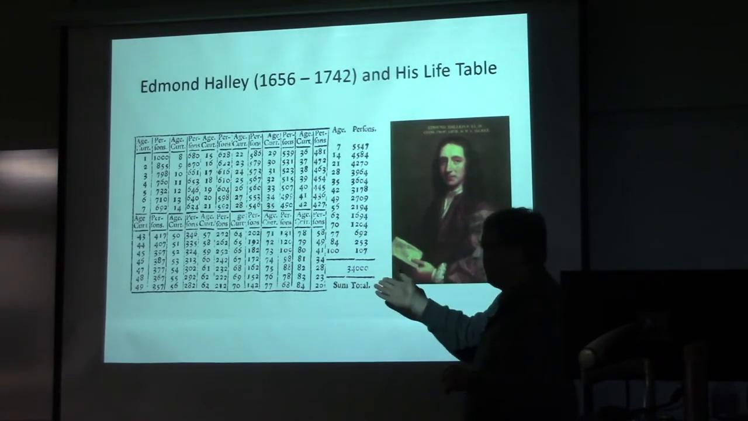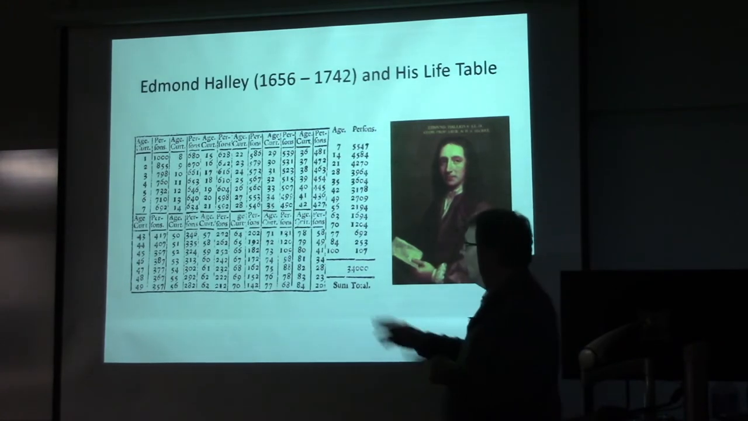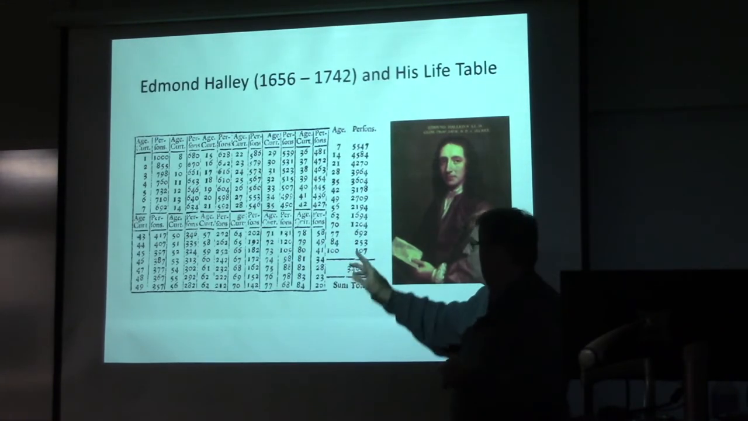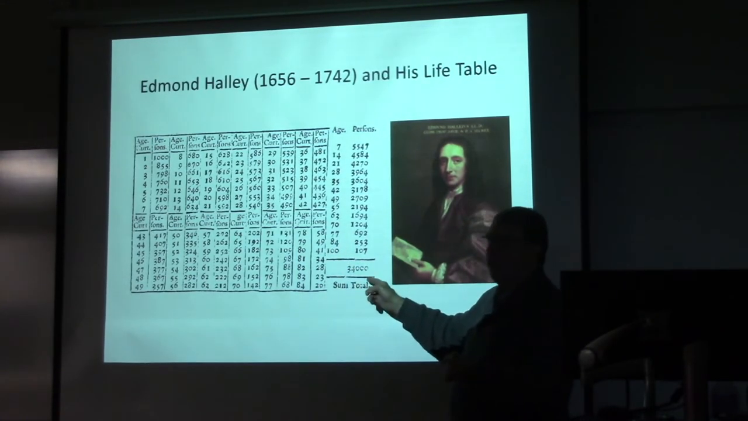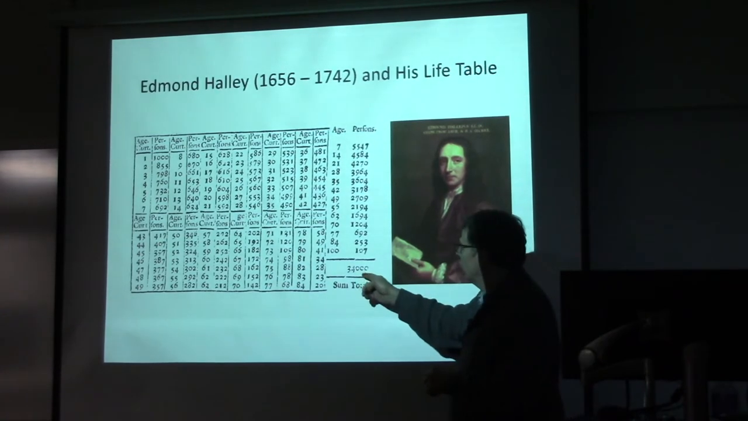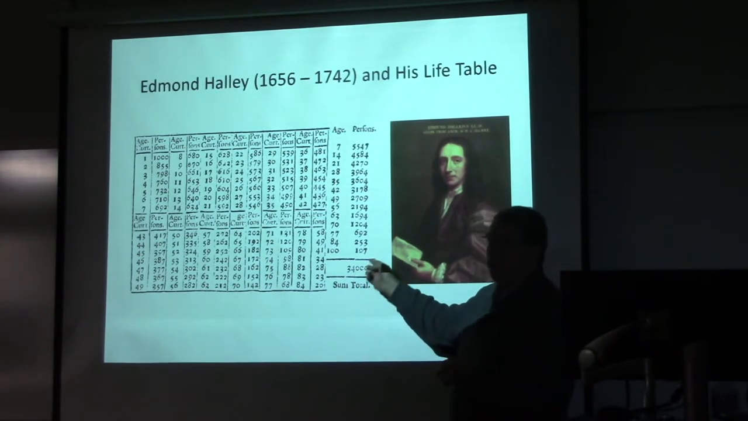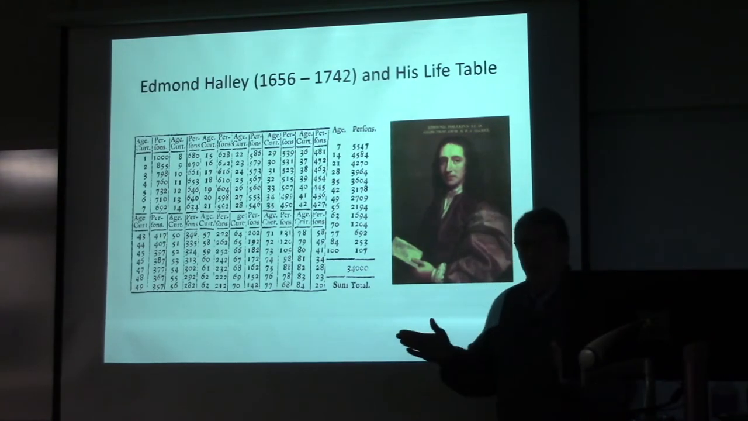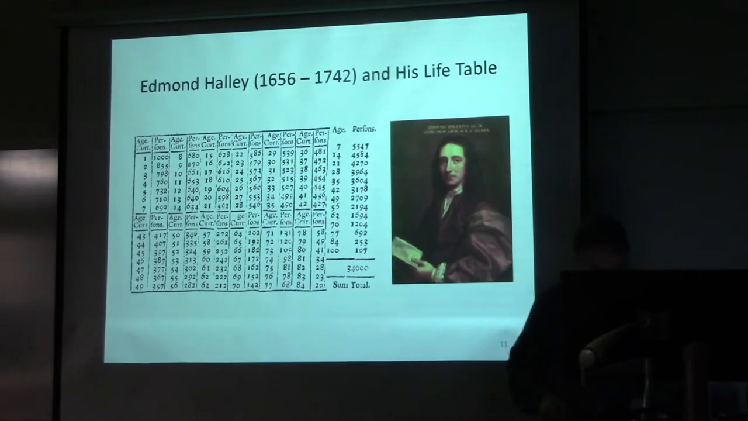I wrote a paper that's in the Journal of the Royal Statistical Society, Series C, showing how Halley fudged his data, made things come up to a nice even 34,000 as the population of Breslau. It was about another couple hundred larger when you actually look at the data. The data did exist up into the 19th century. So anyway, he came up with this life table.